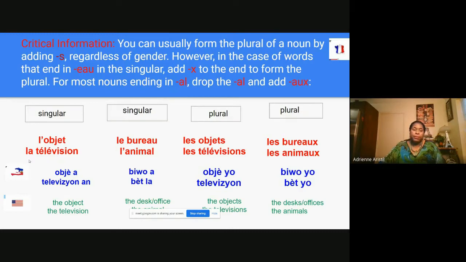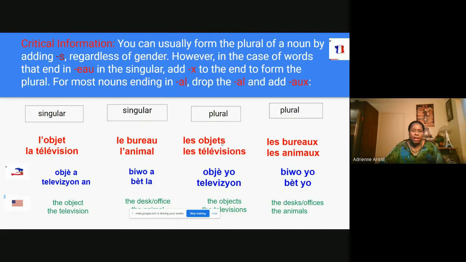L'objet and la télévision. Le bureau can be desk or the office. L'animal, all these are cognate words, animals. Okay, l'animal, the animal. L'animal, the animal.